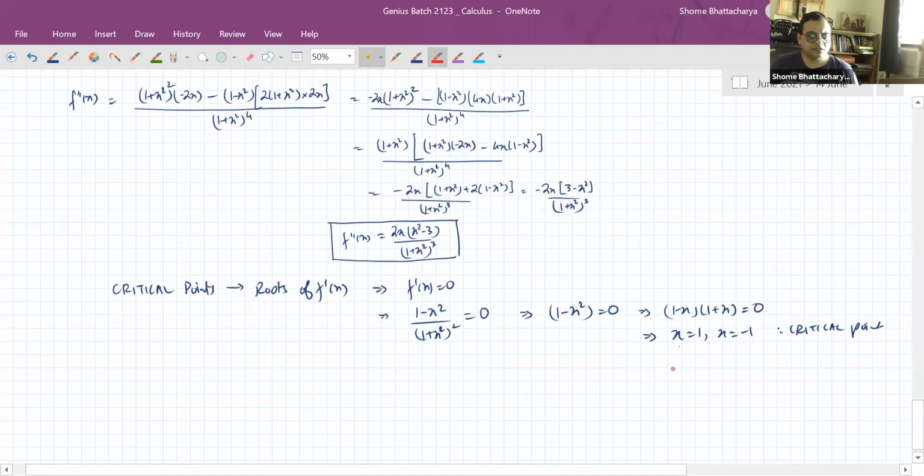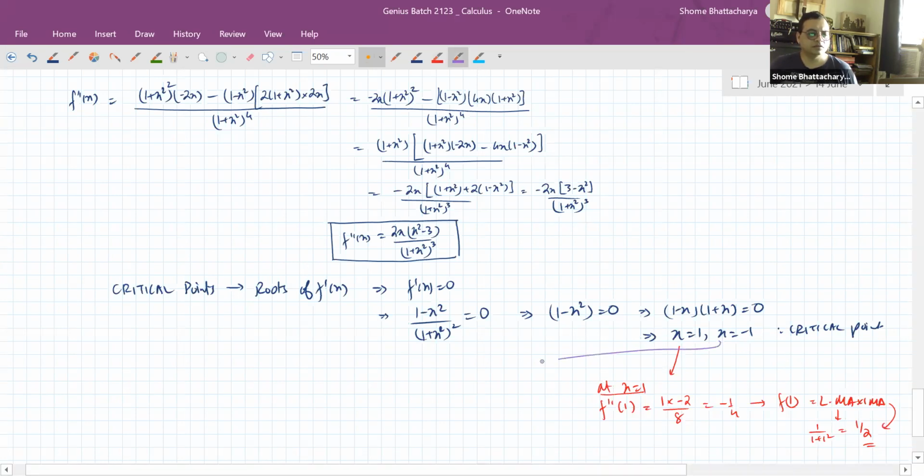Okay, so now we can analyze at x equal to 1, f double prime 1 is how much? It is 1 into -2 divided by 8, right? So basically it's a negative value. That means f1 is a local maxima. What is f1? f1 is 1 upon 1 plus 1 square, that is 1 by 2. So at x equal to 1, we have a local maxima equal to half.